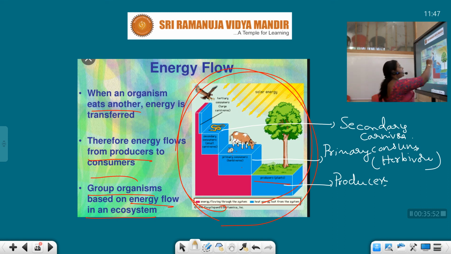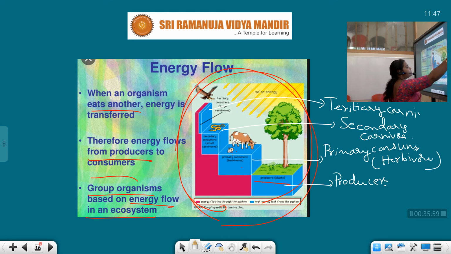Next to this, what do we have, students? Next to this, we have tertiary carnivores. So in this way, all the organisms in the particular ecosystem are interrelated, interlinked, and interdependent. See, when an organism eats another, energy is transferred. For example, if you are taking any leafy vegetable, the energy is going to transfer from vegetables to us. Energy is transferring from one trophic level to the other trophic level.